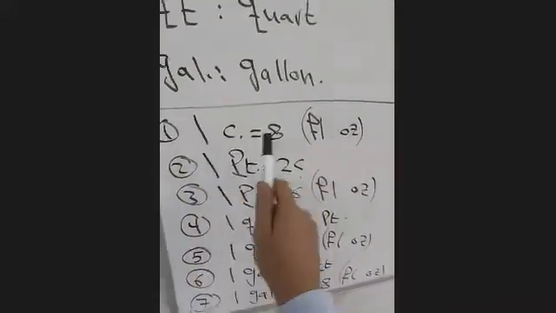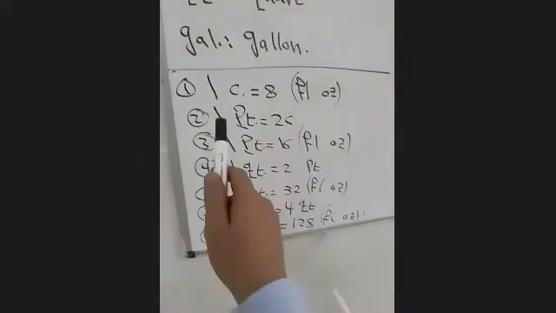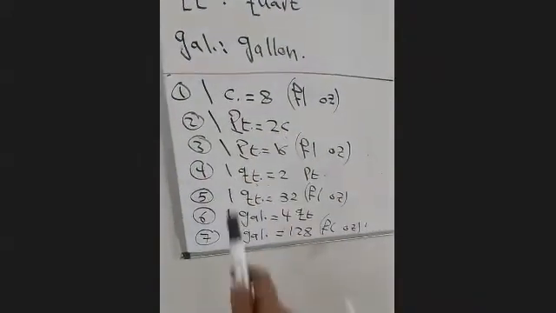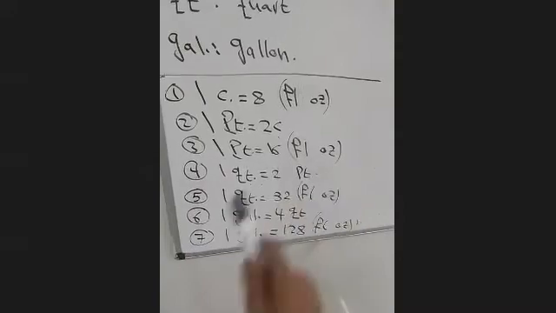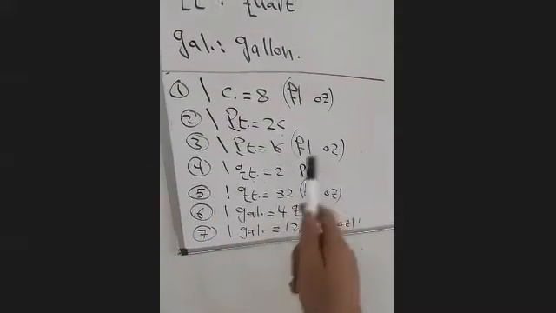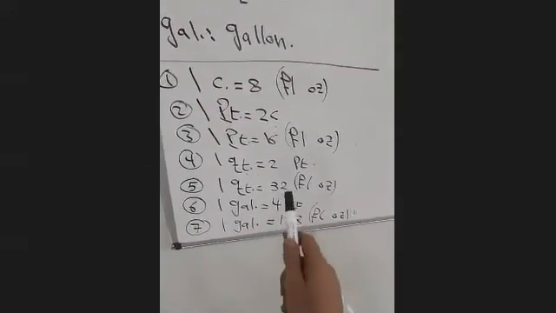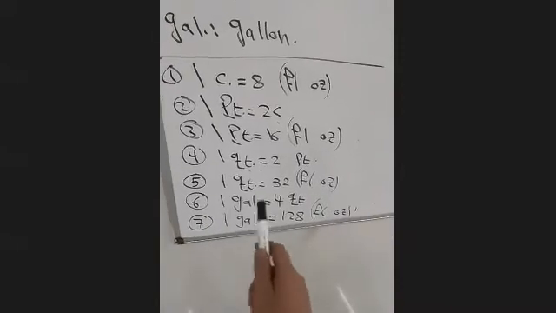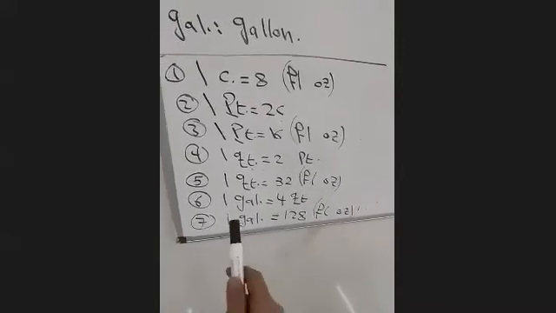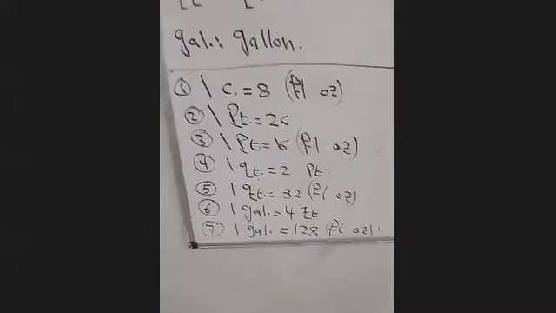Now 1 cup equals 8 fluid ounces. 1 pint equals 2 cups. 1 pint also equals 16 fluid ounces. 1 quart equals 2 pints. 1 quart equals 32 fluid ounces. 1 gallon equals 4 quarts. And the last one, 1 gallon equals 128 fluid ounces.